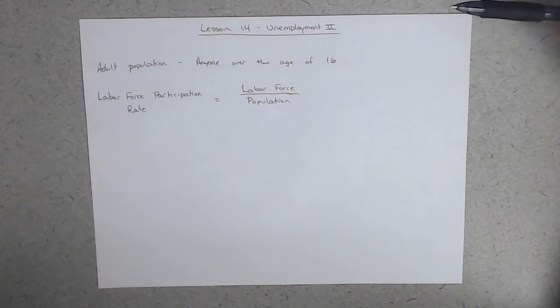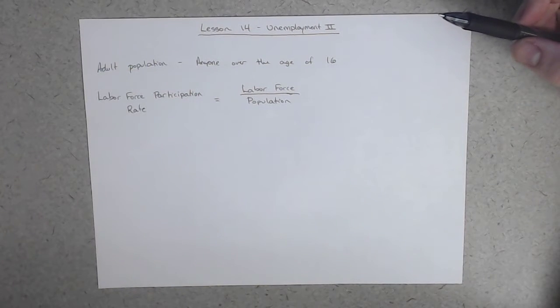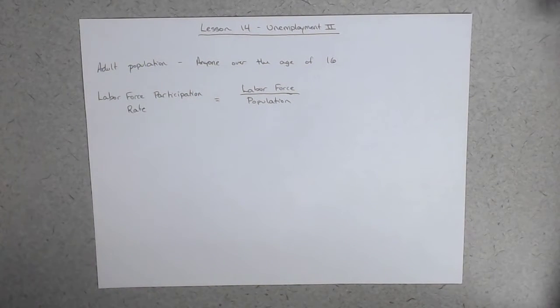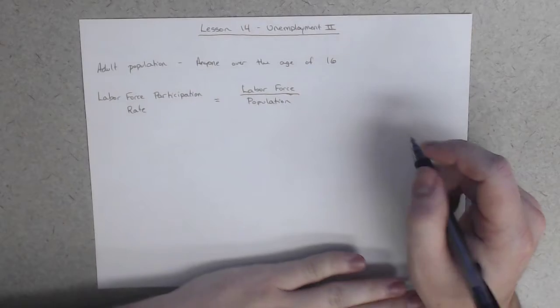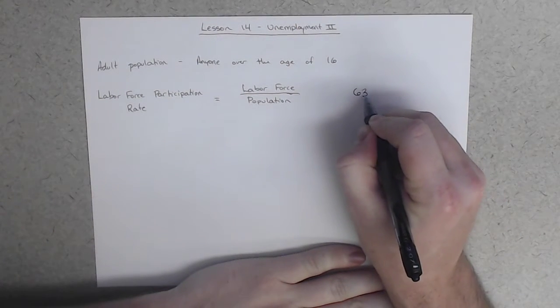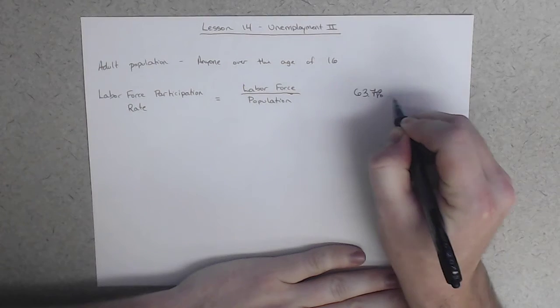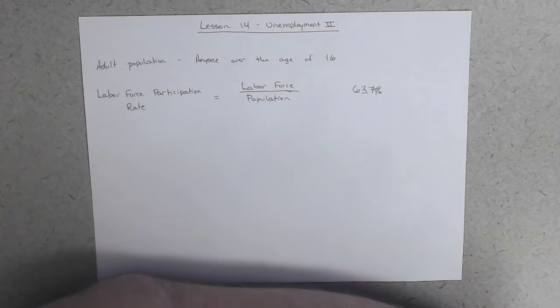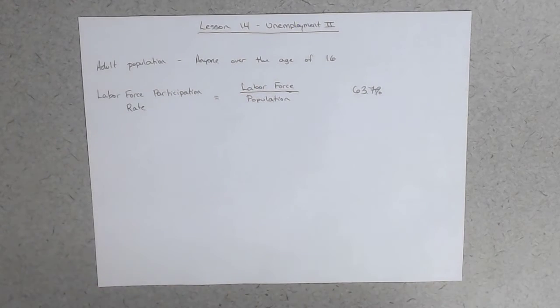So if it was 100%, what this would mean is that everyone over the age of 16 in an economy is either considered employed or unemployed. And if it was 50%, that means that half of the people over the age of 16 in a country are considered either employed or unemployed. Okay. For 2012, this figure at the national level was 63.7%. Okay, so it's not bad, but it's certainly not terribly high. Okay, so the national average for 2012 was 63.7%.